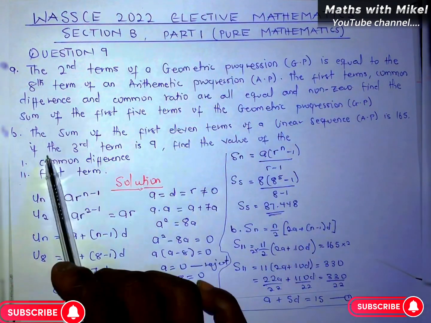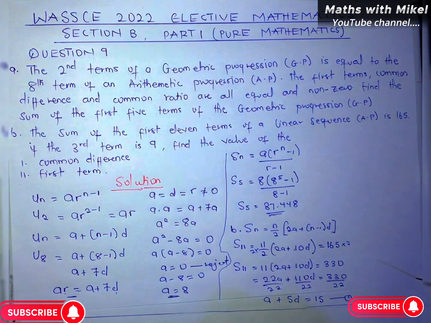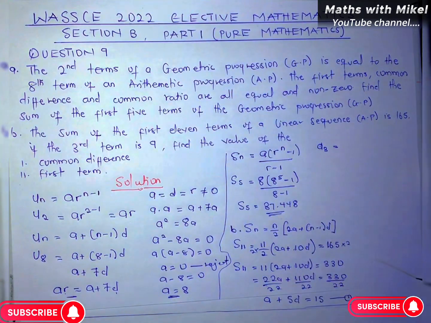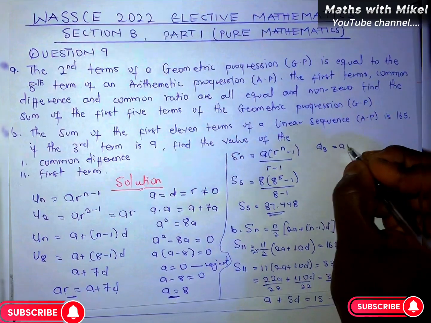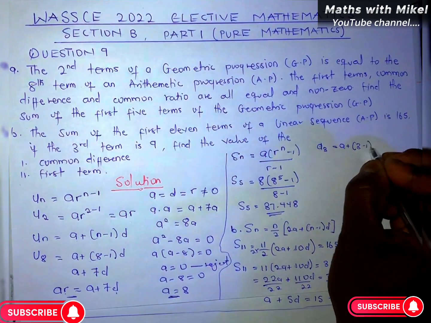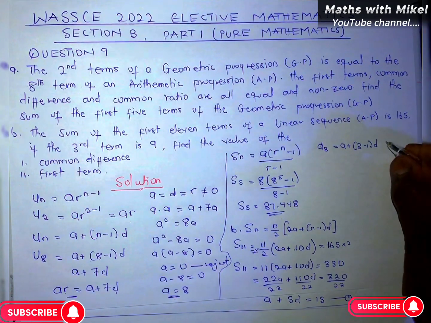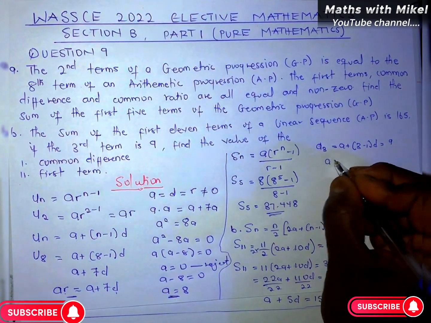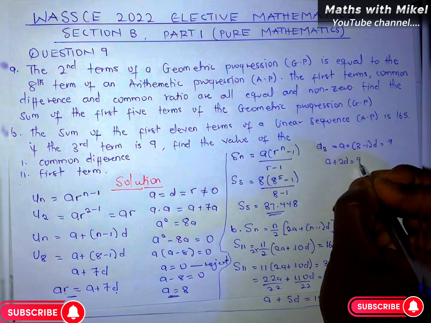From there, if the third term is 9, this is not a sum, so A3. We are going to use this formula: a plus (n minus 1)d. So A3 is going to be a plus (3 minus 1)d, and this is equal to 9. That gives us a plus 2d is equal to 9.